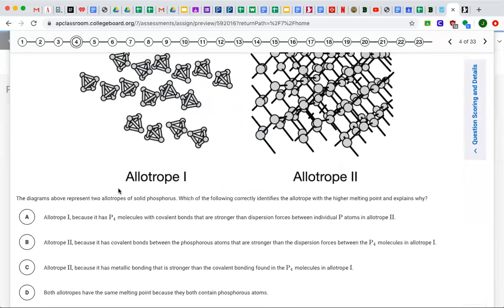Diagrams above represent two allotropes of solid phosphorus. Which of the following correctly identifies the allotrope with the higher melting point and explains why? Okay, so what do you think here, Caton?